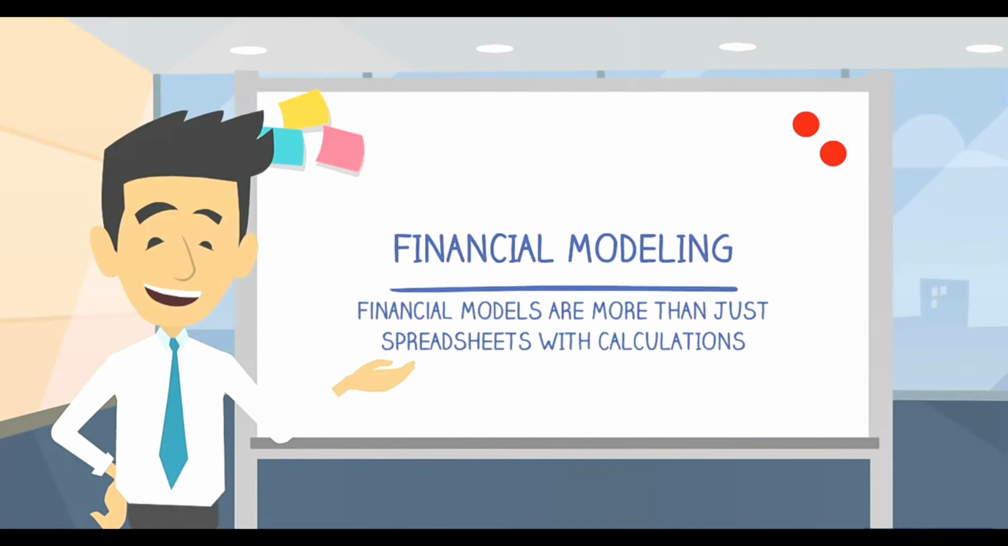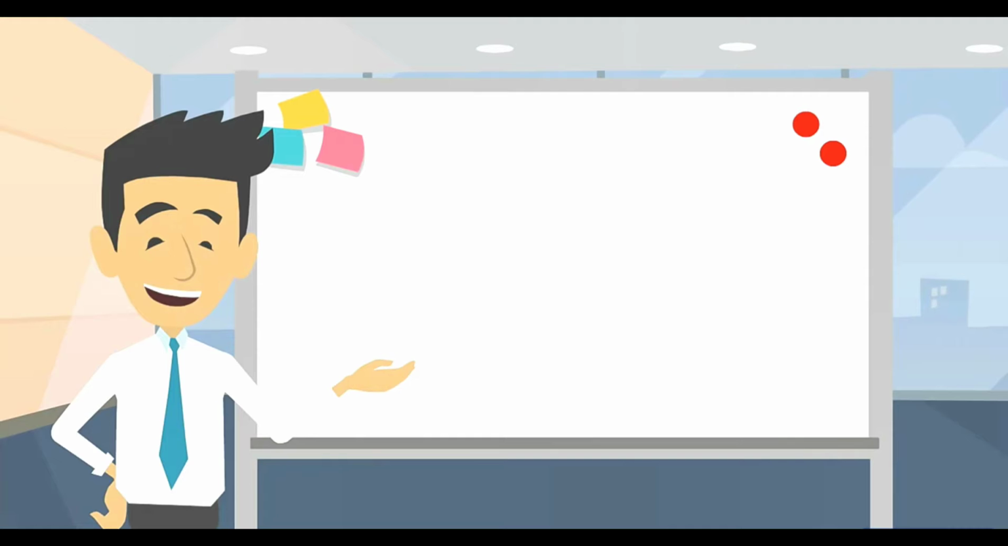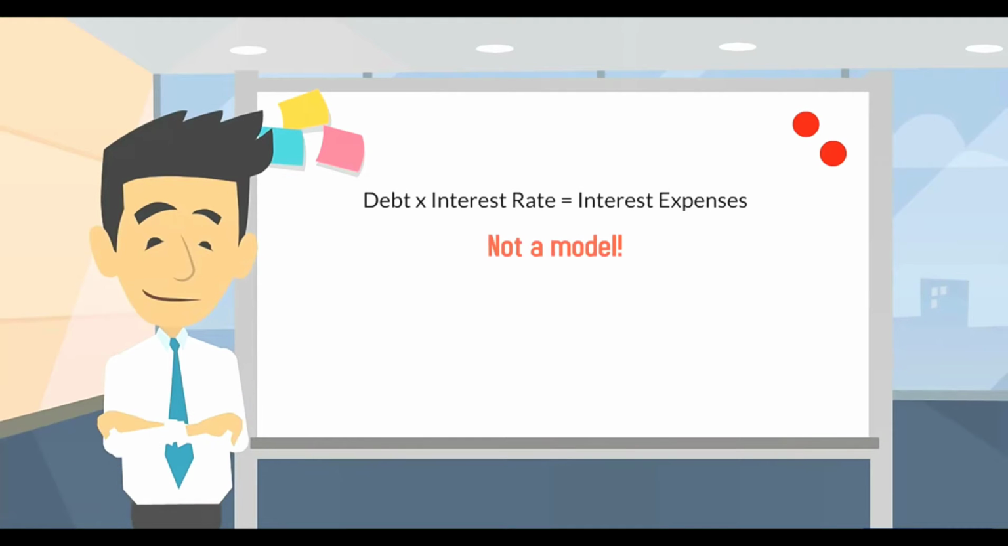Financial models are more than just spreadsheets with calculations. We can talk about a model when calculations are logically interrelated and there are clear relationships between the parts of the model. Just to give you an example, if an Excel sheet multiplies a firm's debt by the interest rate it pays and obtains the amount of interest expense it should pay at the end of the year, we can't say this is a financial model. It is just a calculation, right?